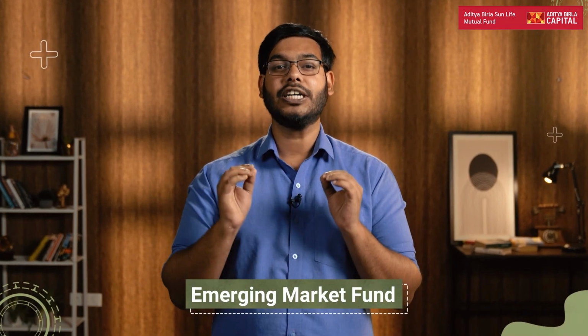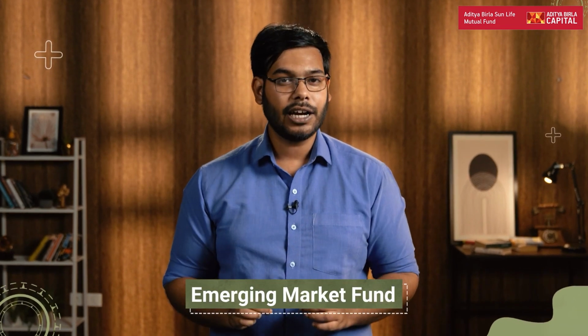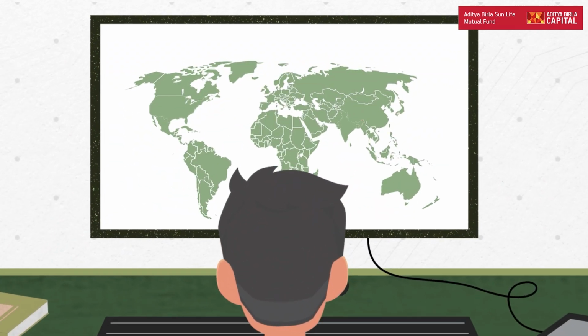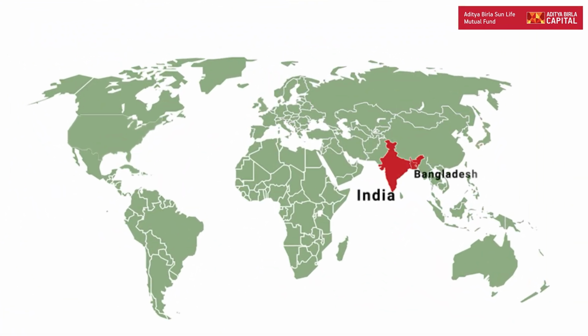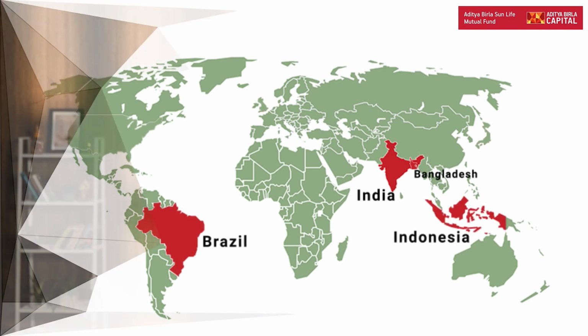The fourth kind of a specialized fund is called an emerging market fund. In this kind of a fund, the fund manager invests the money into emerging economies such as India, Bangladesh, Brazil, Indonesia. In these emerging economies, the growth rate is far higher. However, they do come with higher risks. So even if you want to invest in these kinds of funds, remember to keep your asset allocation tight and do not invest more than 40 or 50% of your entire investment capital.